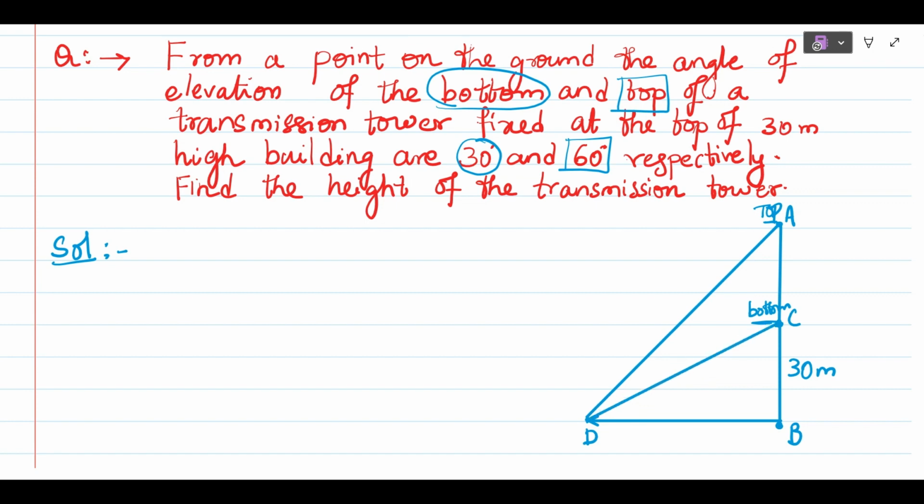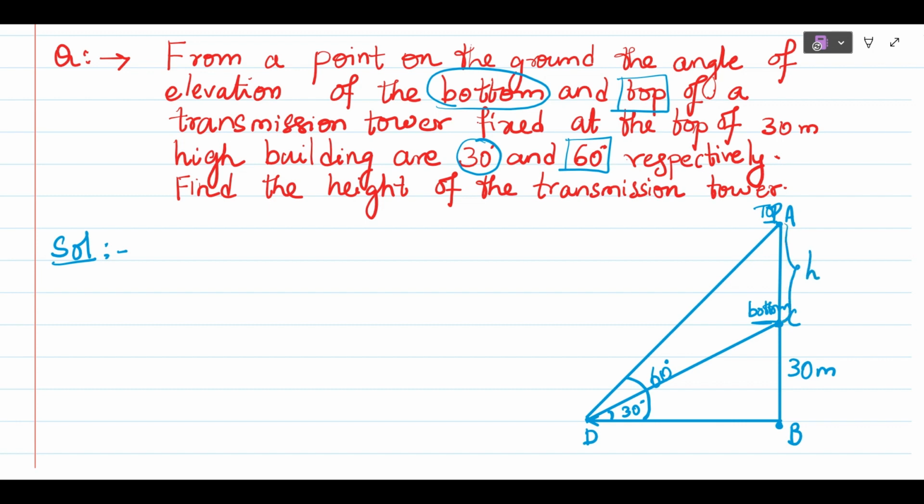Here at point C. Okay. From bottom it is 30 degrees. Means this part is 30 degrees. Okay. And now top. Where is top here? And from this, the total angle is 60 degrees. Is it clear? Okay. So now they are asking to find the height of the transmission tower. So where is the transmission tower here? From A to C is the transmission tower.